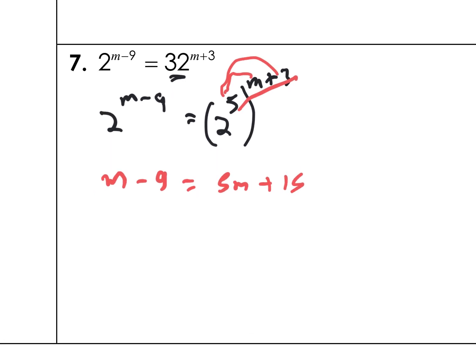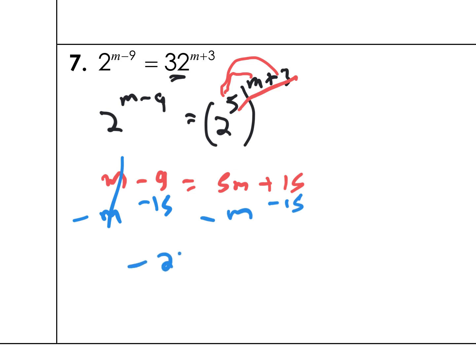Get all the m's on one side. Minus what? Minus m. Minus 15. You're right. That all works. That gives me, those go away. What's -9 minus 15? It's the same thing. It's 24.